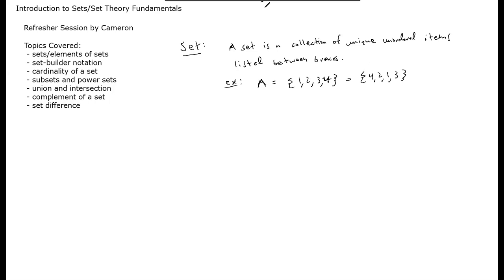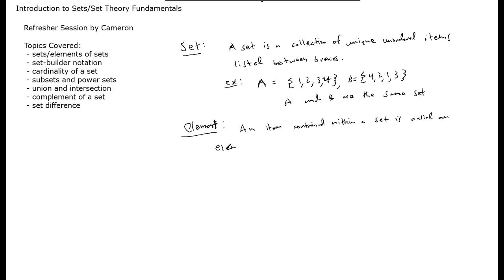So if I call them A and B, A and B are the same set, because they have the same elements and their order does not matter. Another thing we'll say is that an item contained within a set is called an element of that set.